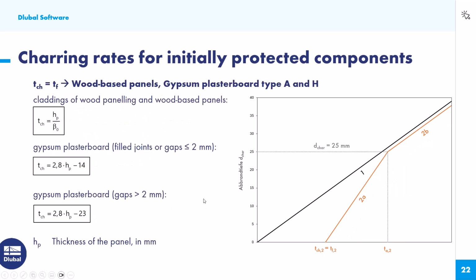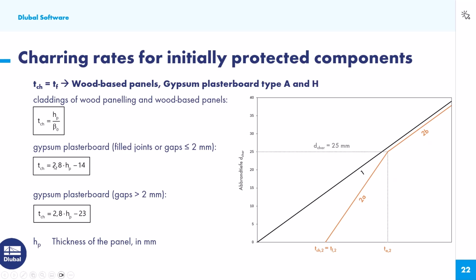Okay, let's have a look at it in detail. So for wood-based panels, gypsum plasterboards type A and H, we can use this curve number 2, where the charring equals the failing time of the protection. Yeah, for wood, it's simple. We can simply divide the panel thickness by the charring rate, and then we know the time.